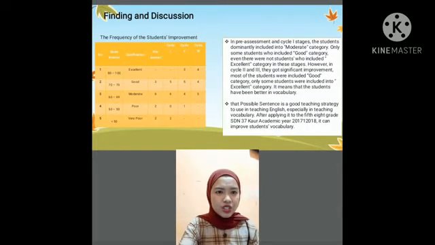Findings and discussion. The frequency of the student improvement, you can see in the picture or PowerPoint. The first one, score interval, qualification, pre-assessment, cycle 1, cycle 2, and cycle 3.